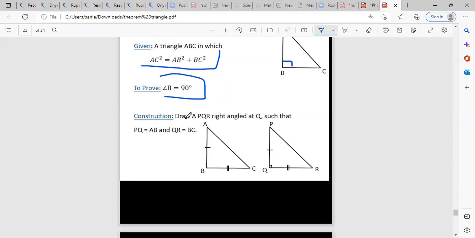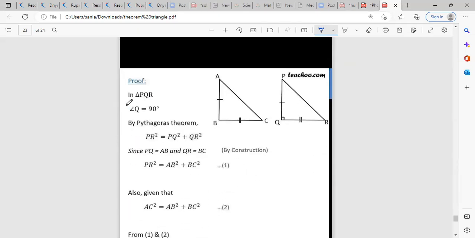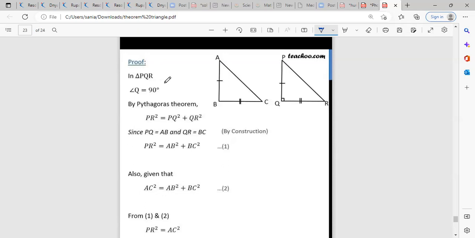For construction, you will draw triangle PQR right angled at Q, such that PQ is equal to AB and QR is equal to BC. Clear? Then let's start with the proof. In triangle PQR, this is 90 degrees, so by Pythagoras theorem, PR, the hypotenuse, squared equals PQ square plus QR square.